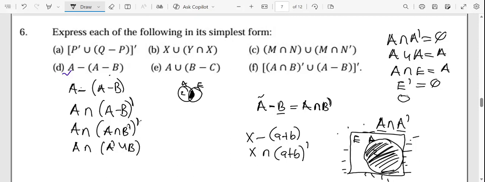And also, if we have the empty set complement, what is found outside there? It is the Earth, right? Which is the universal set. Is that okay? So these are the set laws that I wanted you to remember.